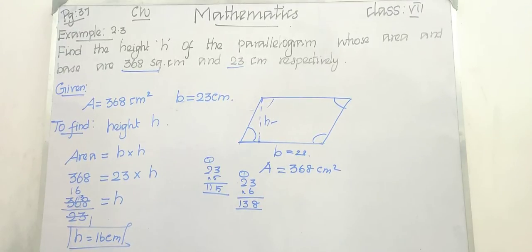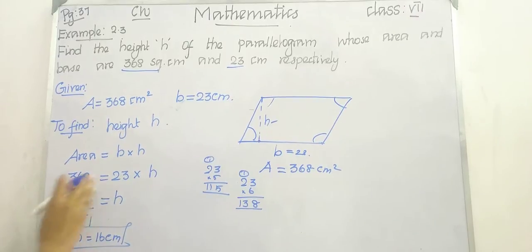Area and base are given. How will you find the height? We can substitute this area and base in the area of parallelogram formula. So what is the formula? Area of parallelogram equals base into height. So what is area? 368, and what is base?